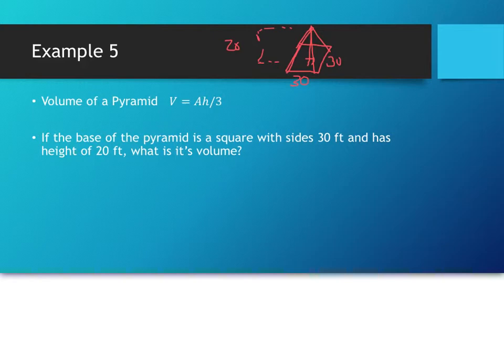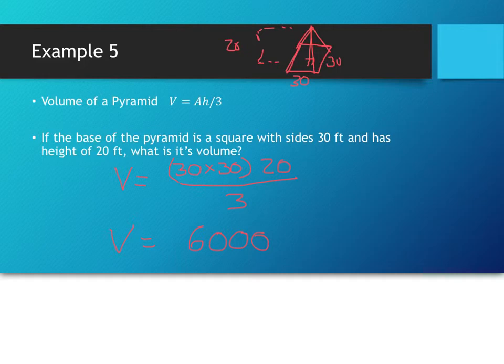So if I want to find the volume of a pyramid, I'm given this model: volume is equal to A times H/3. First off, calculate A, the area of the base. The area of the base is 30 by 30. It's a square, so to get the area of a square, you take side times side. Times H, we're going to multiply that by 20, and then divide by 3. So take 30 times 30 times 20, divide all that by 3, and you should get the volume is equal to 6,000.